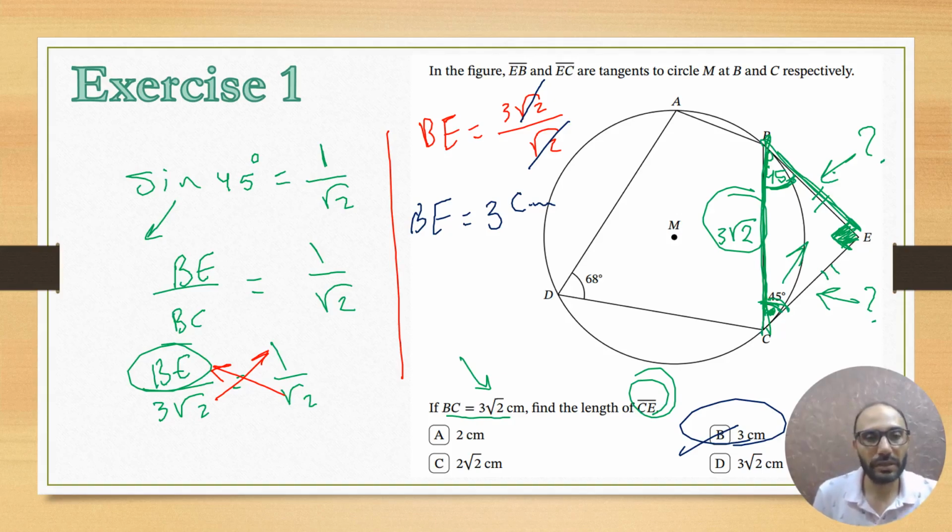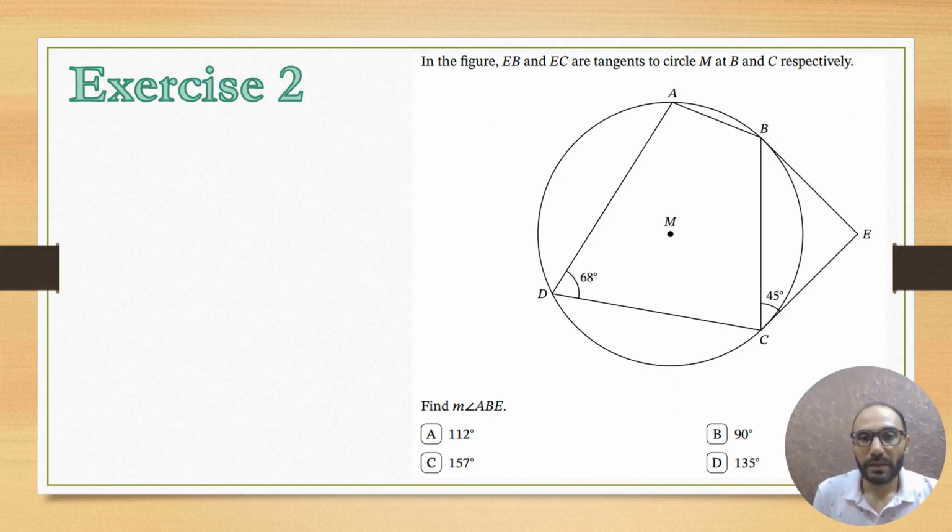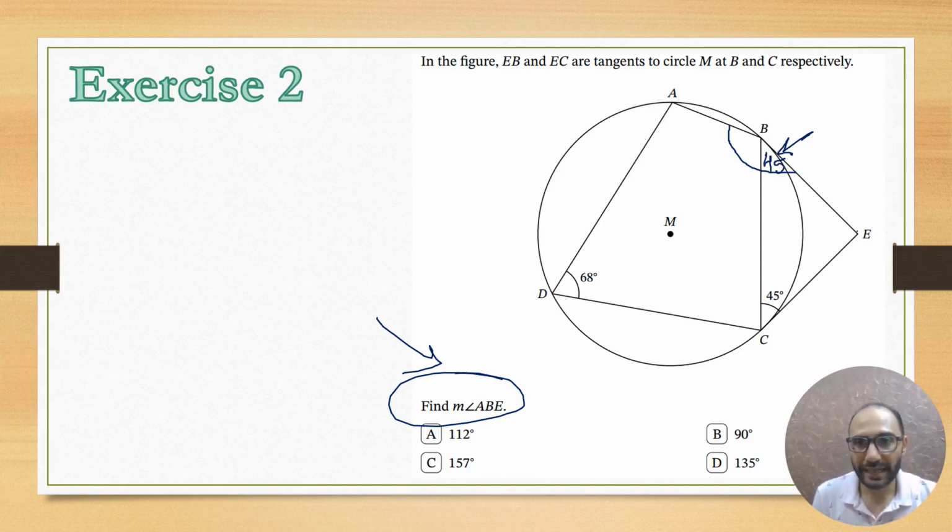Let's find the next question. The next question is the same as the previous one, but the required here is to find the measure of angle ABE. From the previous example, this angle inside the triangle, which is angle EBC, is 45 degrees because this is an isosceles triangle, because the two tangent segments BE and EC are always equal in length. And now let's find the measure of angle ABC.